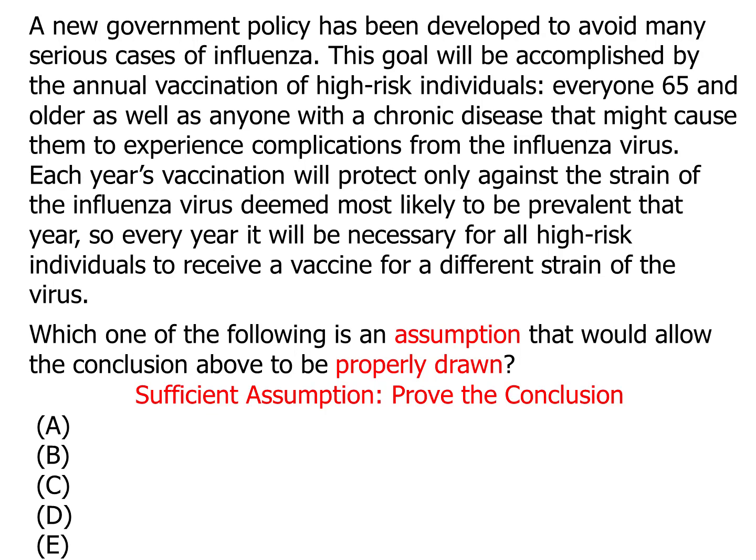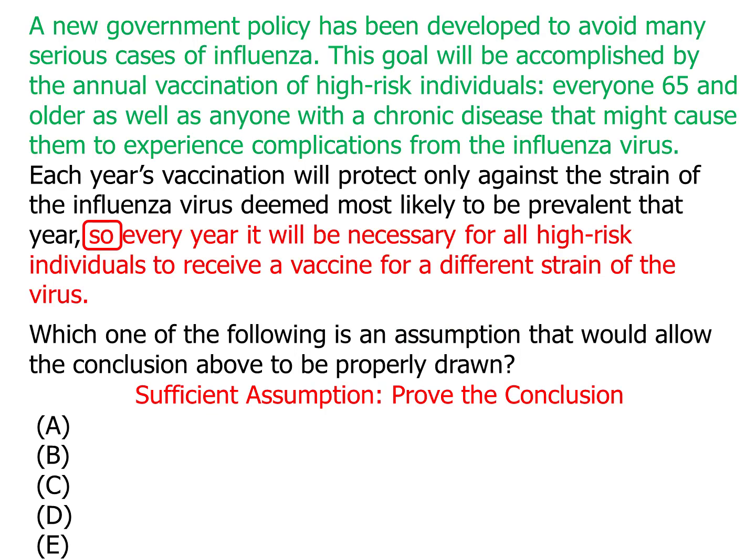So our first step then is going to be to break the argument down to find its conclusion and take stock of the evidence that we have. They helpfully flag the conclusion with the word "so." Every year it'll be necessary for all high-risk individuals to receive a vaccine for a different strain of the virus.